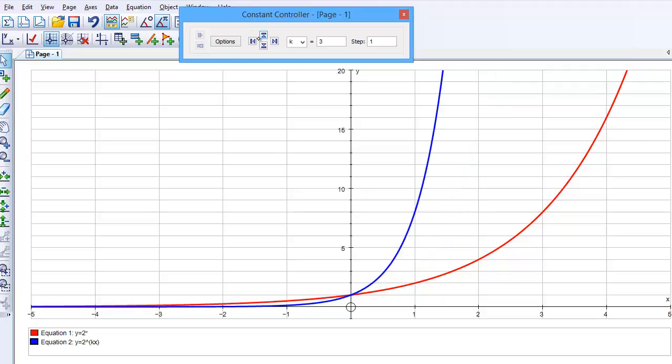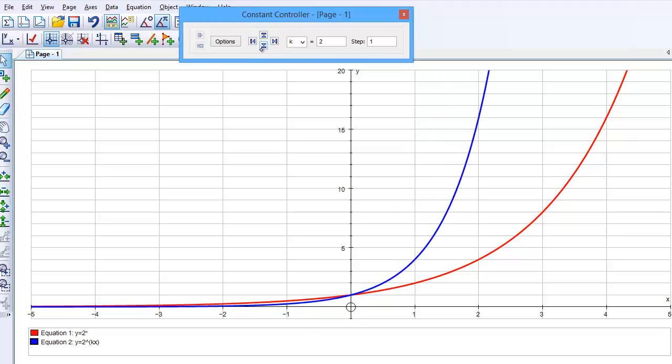If we go k is 3, it's more extreme. K is 4, and now it's a quarter, and we can see this point here at 4, 16 and this point here being at 1, 16, so it has squashed in this way so that this one is a quarter of the distance from the y-axis as this one is.